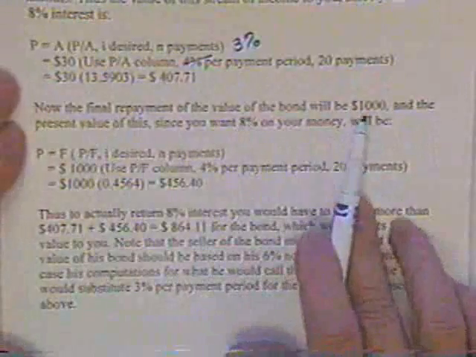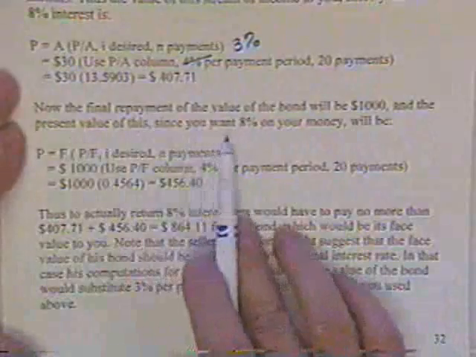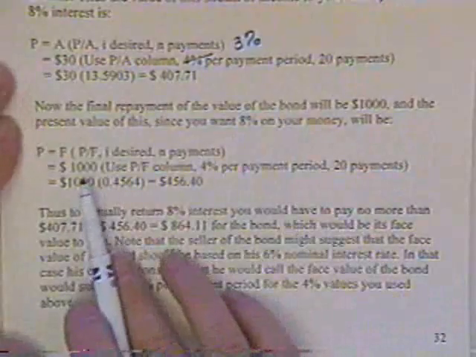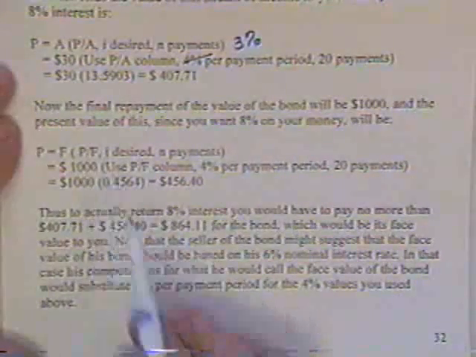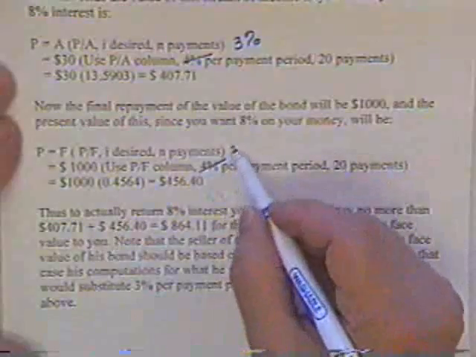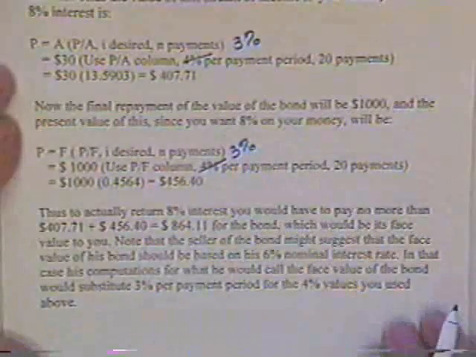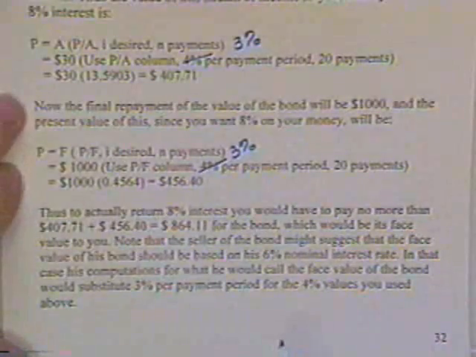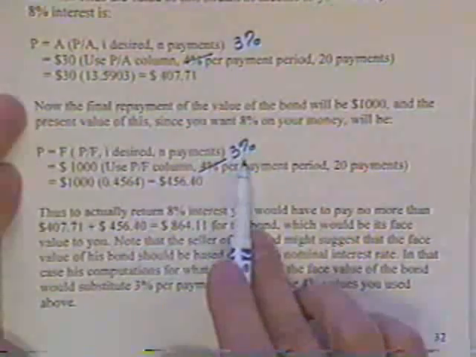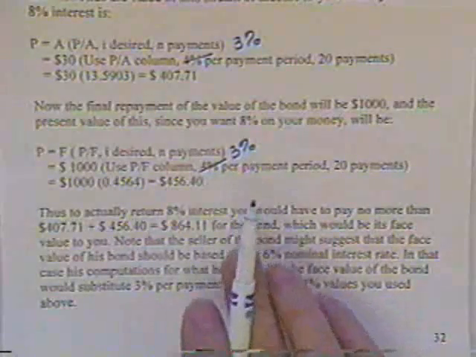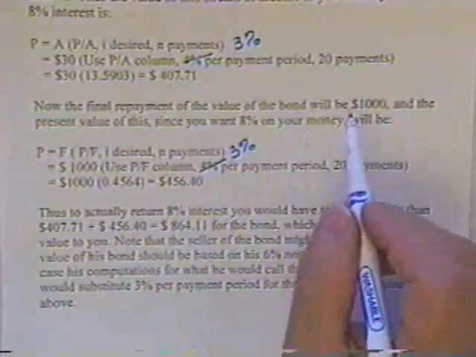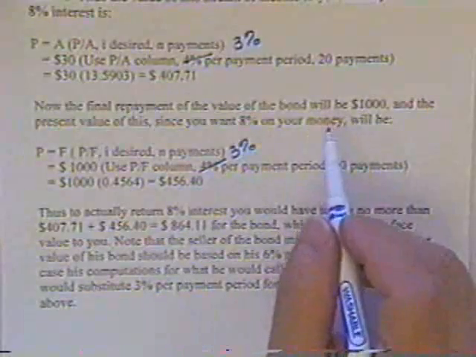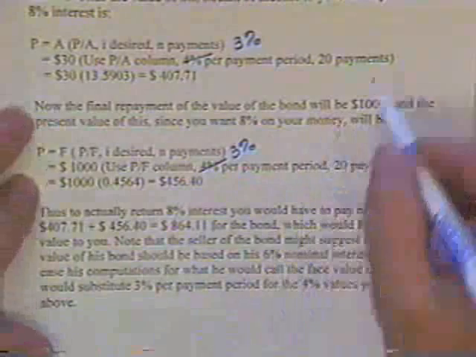Now, when the guy gives you back the $1,000, the present value of what you get on your money, since you want 8% money, would be $1,000 times, it says 4% again, that's looking bad, 3% per payment period. Well, maybe not, because I'm not sure we got a 3% table in the book. Maybe that's why I changed to 4%. See if they got a 3%. Yeah, no, they don't have a 3. Not a chance in the world.